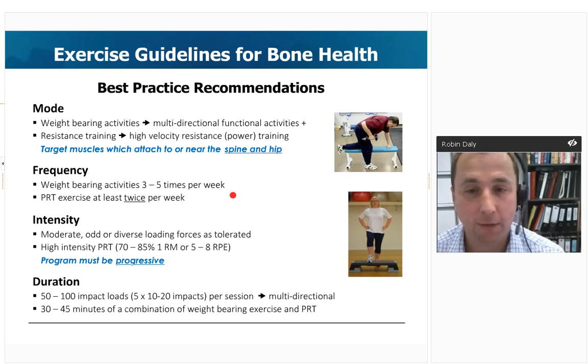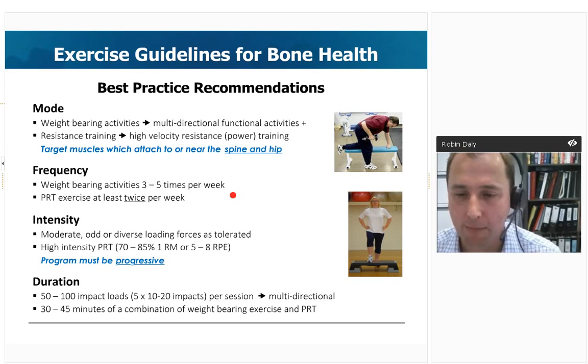We know you don't need to do a lot of impact loading, so for weight-bearing exercises, it might be 3 to 4 or 5 times per week. Progressive resistance training, the general recommendation is at least twice per week. And you can see, in terms of the intensity, moderate or diverse loads are important, so you don't have to do really high-impact loading. Do loads which vary in direction and magnitude. The resistance training, generally we find that high intensity is better, but the key principle is it has to be progressive. It's got to get challenging over time. And in terms of the duration, you don't need a lot of jumps, and typically a whole program might be anywhere between 30 to 45 minutes for musculoskeletal health.